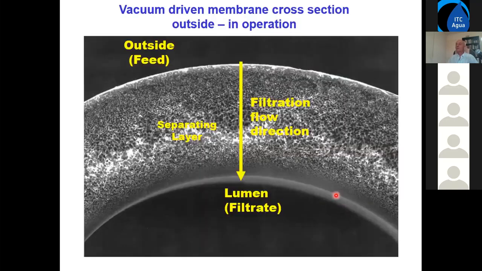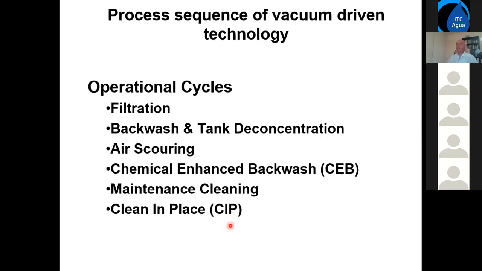Okay, so vacuum driven, now we have vacuum on the lumen side, or vacuum between the sheets of the membrane. And the operating cycle is the same with one addition, filtration. Now in the pressure-driven technology, we had the draining of the element. Here we have the tank, the concentration.